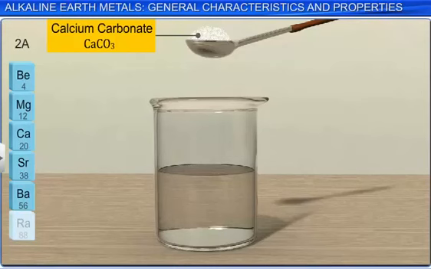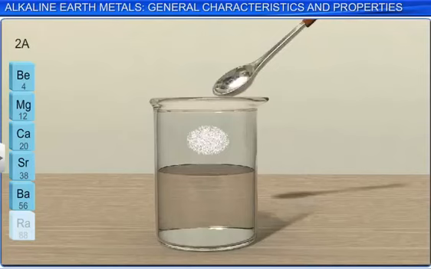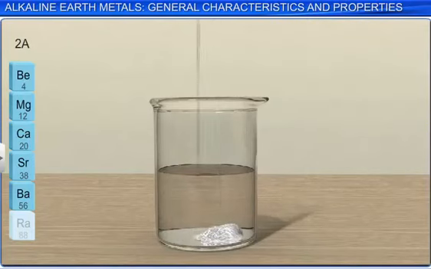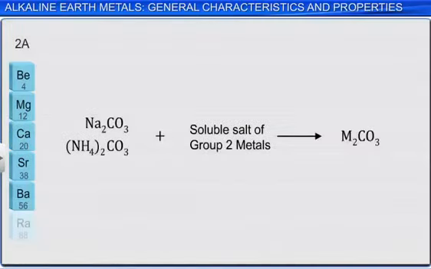The carbonates of the group 2 metals are insoluble. They can be prepared by reacting soluble carbonate salts, such as group 1 or ammonium carbonates, with soluble salts of the group 2 metals. One such reaction is shown here.